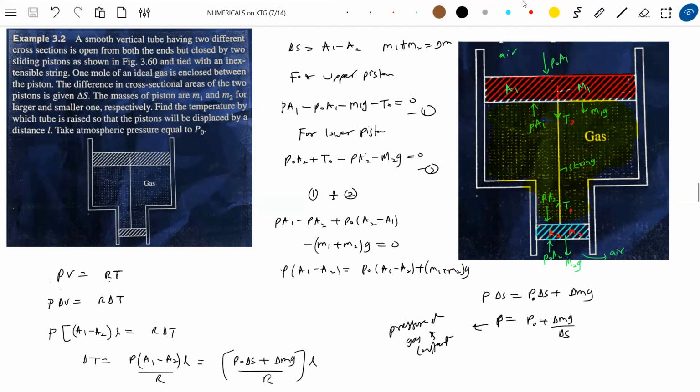So the rise in temperature depends on L, how much the pistons will undergo. Will both pistons move opposite, or should they move in the same direction? Both pistons will shift upward. And the distance between pistons will remain the same because they're connected by a string, no? The string should be taut.